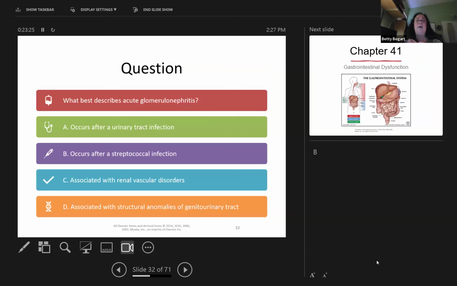So, what best describes acute glomerulonephritis? Which one? B. Yes, it's after that strep infection. Yes.